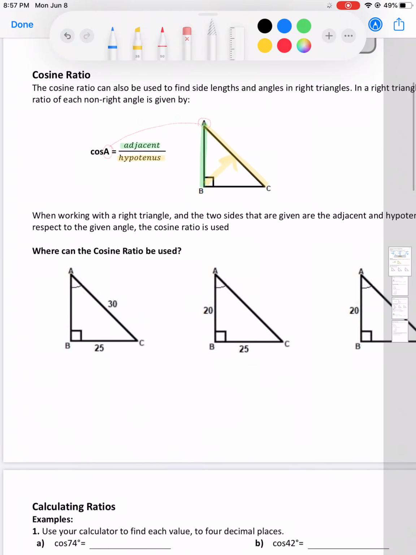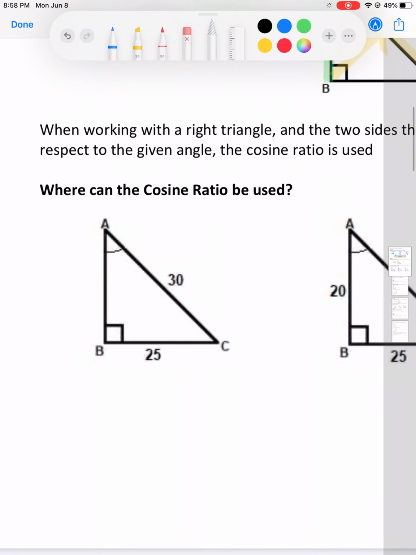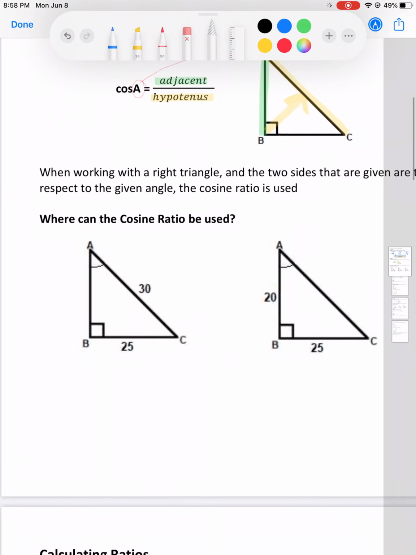So just like last time, where can the cosine ratio be used? We're going to do the same thing. Everything's with respect to the determined angle, and we're going to see what we have. So remember, for cos, we need the adjacent and the hypotenuse. Okay? So, where can cosine be used? I'm going to go like this. CAH. So can we use the cosine?